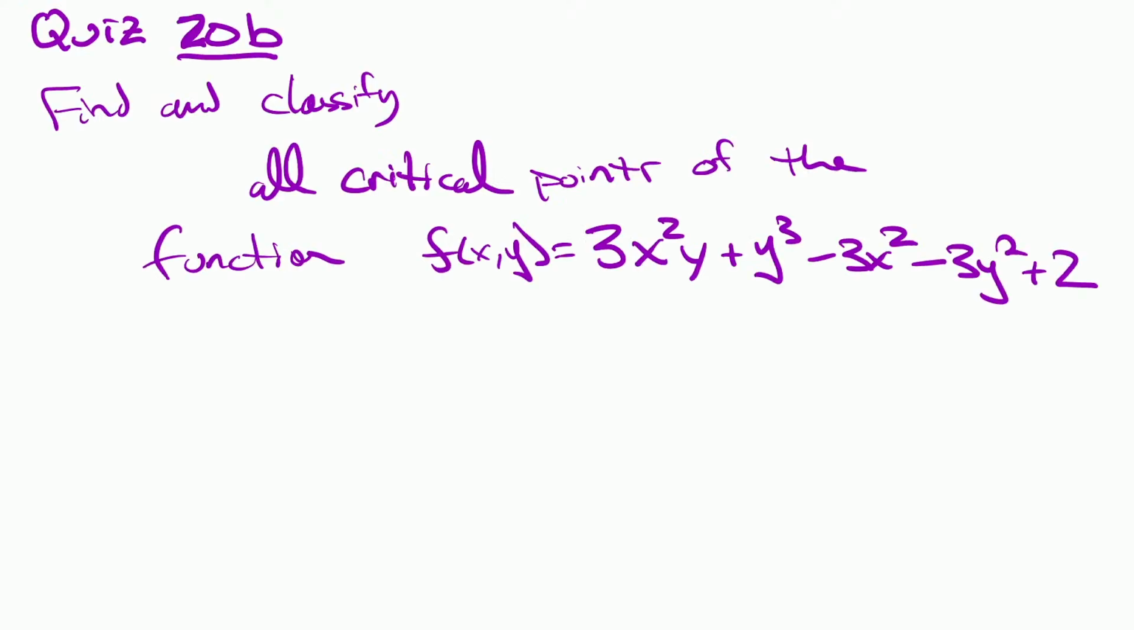Okay, so when you get done with that one, where did my quiz? Oh, there it is. There's quiz 20b. So when you get done with the first one, quiz 20b is just this surface, this purple surface. So that's fun. And basically just find the critical points and classify them.